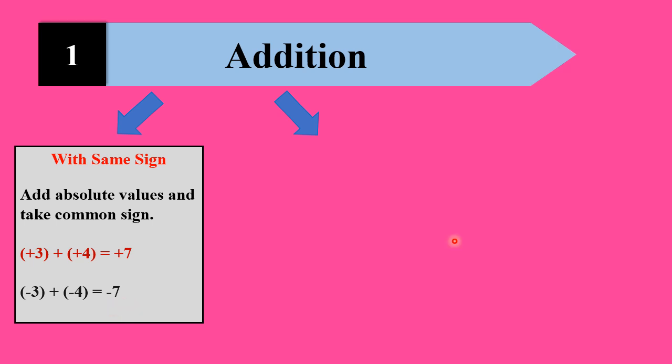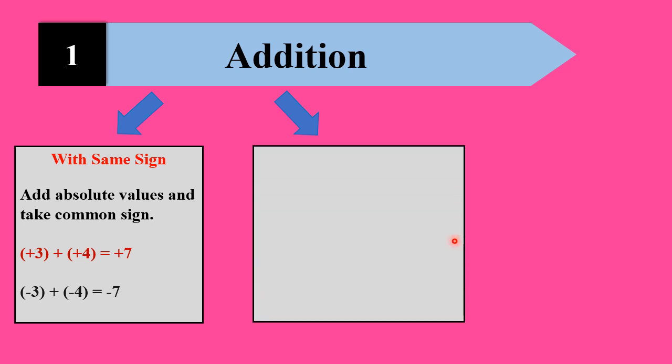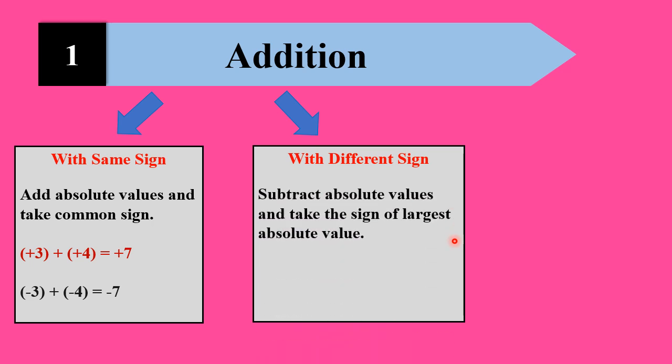The second case talks about the addition of two integers with different signs. As per the rule, we are supposed to subtract the absolute values and take the sign of the largest absolute value. Let us understand this with some examples.